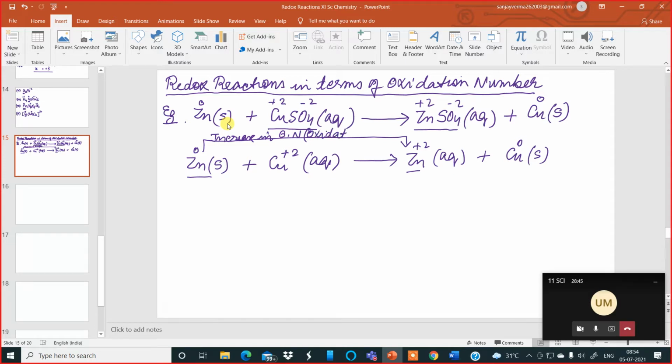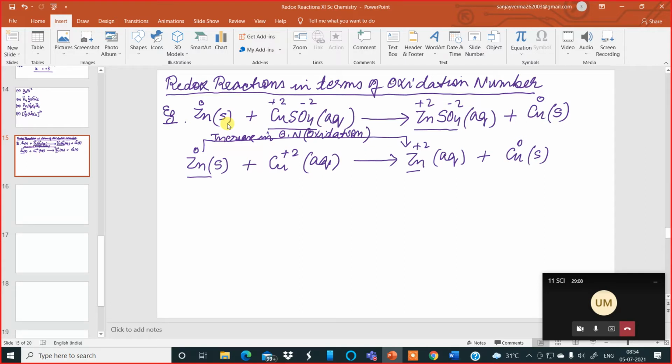Increase in oxidation number, my dear boys, is called oxidation. Please keep in mind, put this point in your head today itself: increase in oxidation number is oxidation, and oxidation is possible by loss of electrons, which you already know.